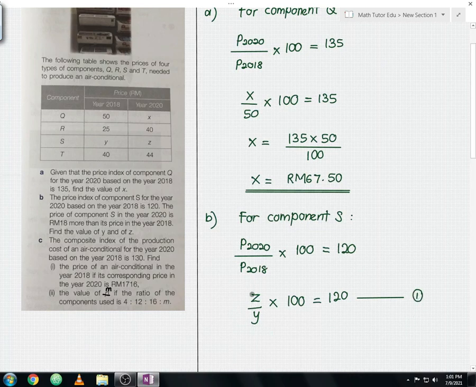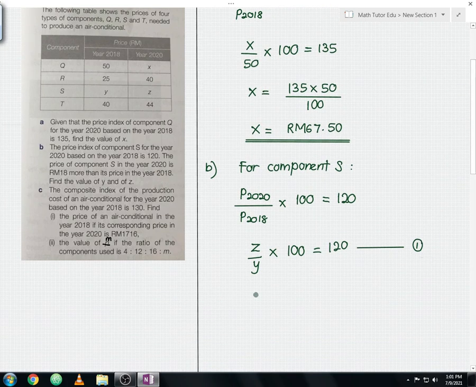As you can see here, you have two variables and only one equation. So in order to solve this question, we need at least two equations. So how to form the second equation? Take a look at the second statement over here. The price of component S in the year 2020 is 18 ringgit more than its price in the year 2018. So with this information, you can come up with another equation, where Z equals Y plus 18, since Z represents the price in 2020 and Y represents the price in the year 2018. I hope you guys understand this. Let me label this as equation 2.